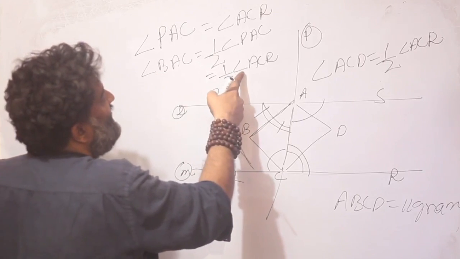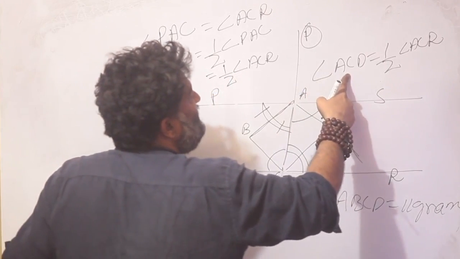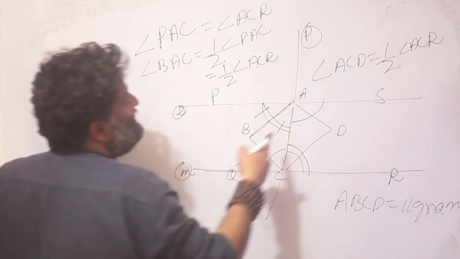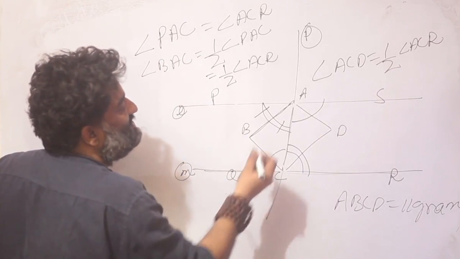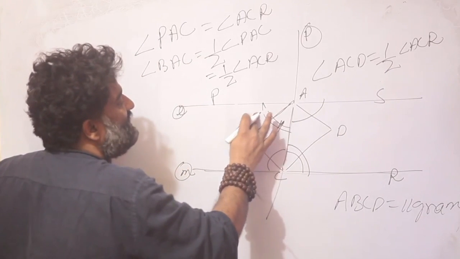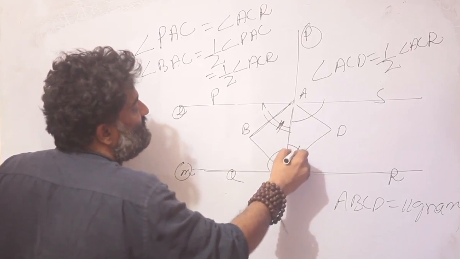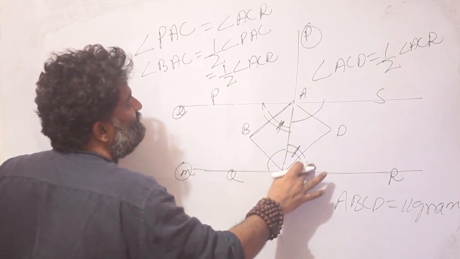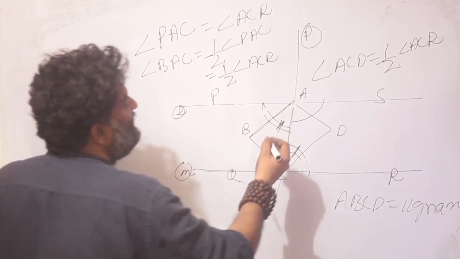Angle BAC is half of angle ACR. Angle ACD is also equal to half of angle ACR. That means they are equal to each other. That means this angle, now forget this story for a minute, is equal to this angle. Forget this also. Now think for a second.